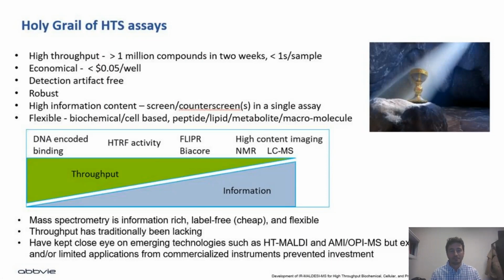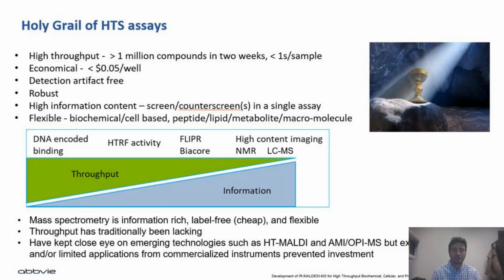In terms of the high information content, the graphic shown there, the slider going from high throughput to high information content, is a typical paradigm where if you have very high throughput, you typically have a lot lower information content, and vice versa. So on the far left, the highest throughput assays we have now, such as DNA encoded binding assays, only give a yes/no answer, whereas the highest information-rich content are very low throughput, like LC-MS or NMR, where you get very rich structural information, or information on thousands of analytes, but you can only do a sample every couple minutes or even every hour.